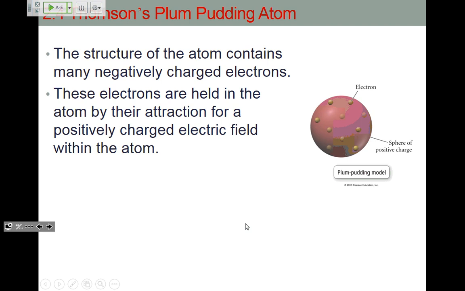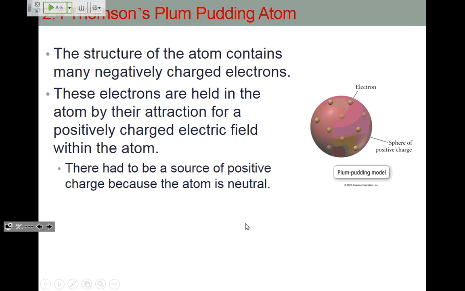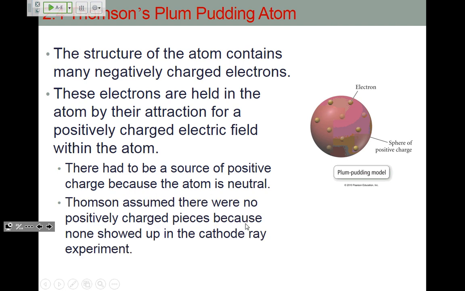He said the electrons are held together by the attraction of a positively charged electric field within the atom somewhere, with a bunch of negatively charged electrons surrounding it. There has to be a source of positive charge because the atom is overall neutral. But he didn't assume there were any positively charged pieces, because one never showed up in the cathode ray experiment. Nothing ever went towards the negative charged plate. So he said there can't be a positive particle. We know that's not true, but that was his theory based on what he had found from his experimentation.